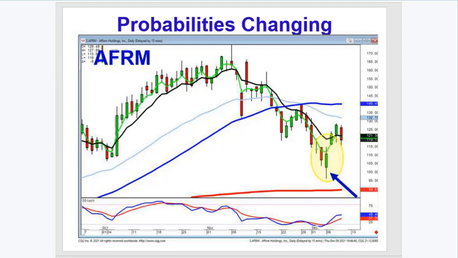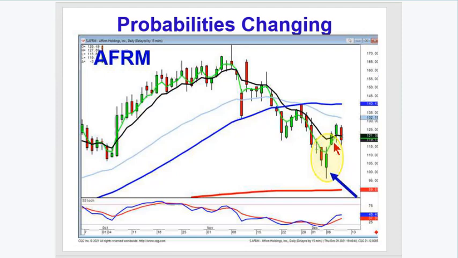Whoops. Oh, I can't remember which one it was that did an evening star signal and closed below the T-line. That you would have definitely closed out immediately.